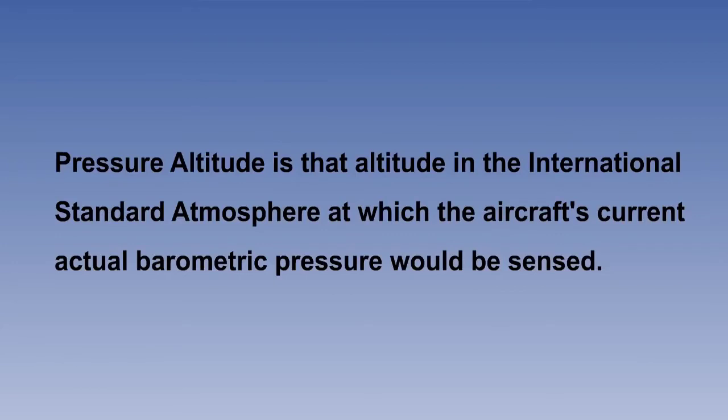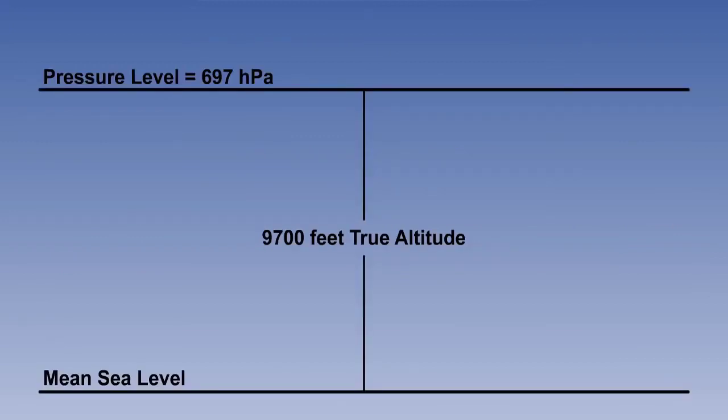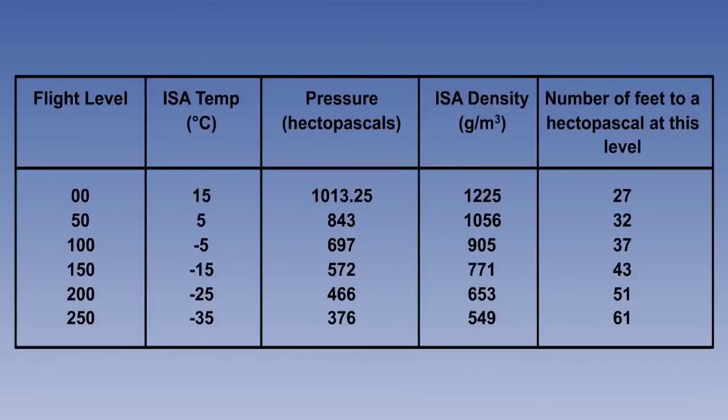The definition is: pressure altitude is that altitude in the International Standard Atmosphere at which the aircraft's current actual barometric pressure would be sensed. Imagine that you are in an aircraft and, on that day, in that particular atmosphere, at a true altitude of, say, 9,700 feet, there is a combination of barometric and temperature errors which gives you an atmospheric pressure of 697 hectopascals. Now, if we look at ISA, we see that, in the ISA atmosphere, 697 hectopascals occurs at exactly 10,000 feet. Therefore, our pressure altitude is 10,000 feet.